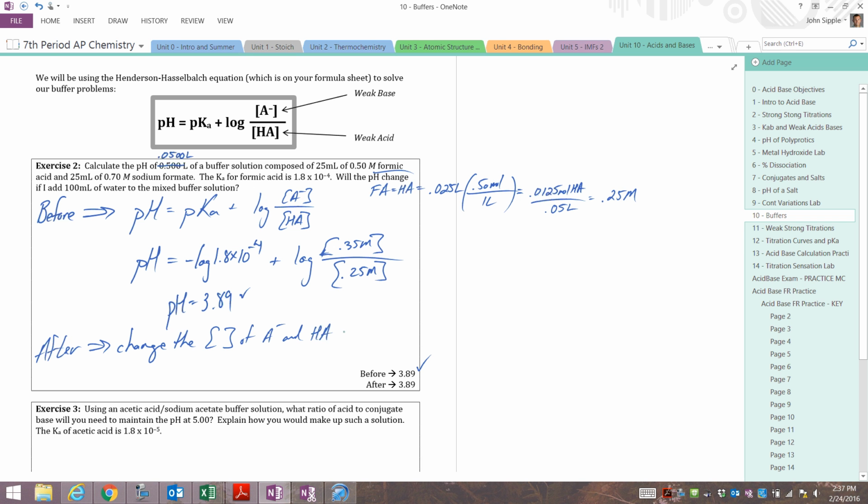But what are you doing to the solution? The new volume would be what? 150 milliliters, yep, so 0.15 liters. What's the important part here that really doesn't change?